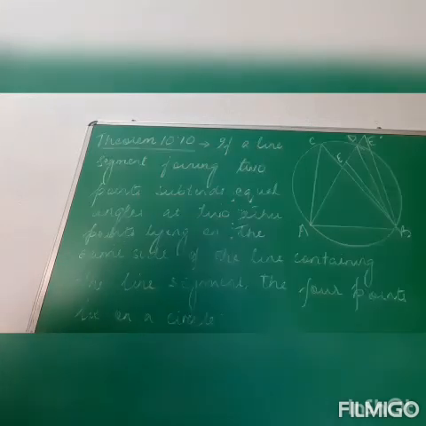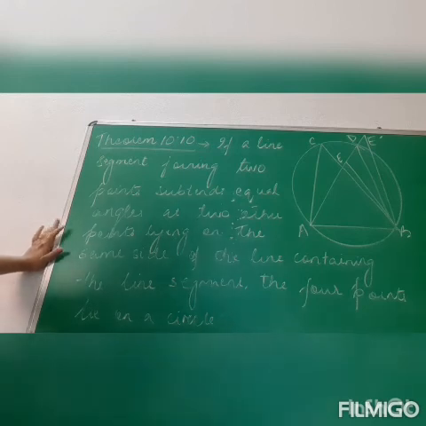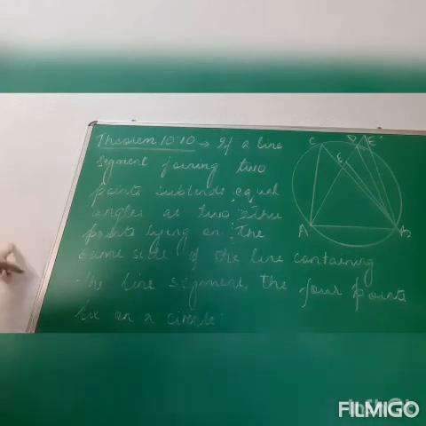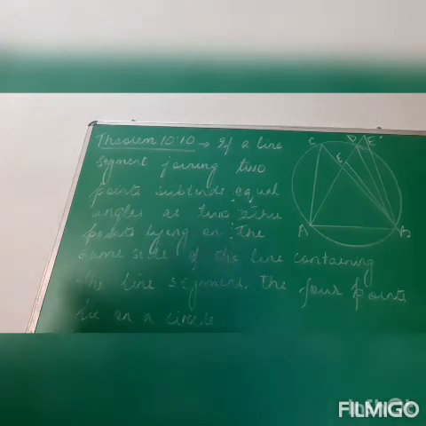Now let us move on to the next theorem, that is theorem 10.10. It states that if a line segment joining 2 points subtends equal angles at 2 other points on the same side of the line containing the line segment, then the 4 points lie on a circle. Now let us see how to prove this one. Then the statement will be much more clear to you.